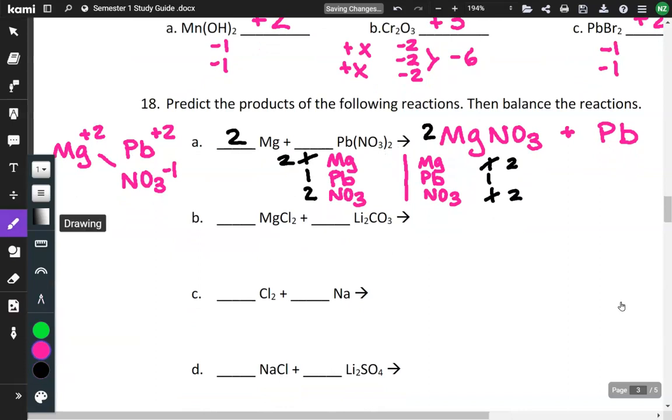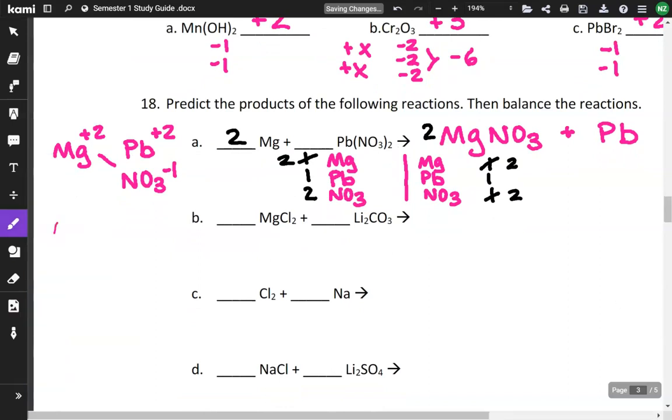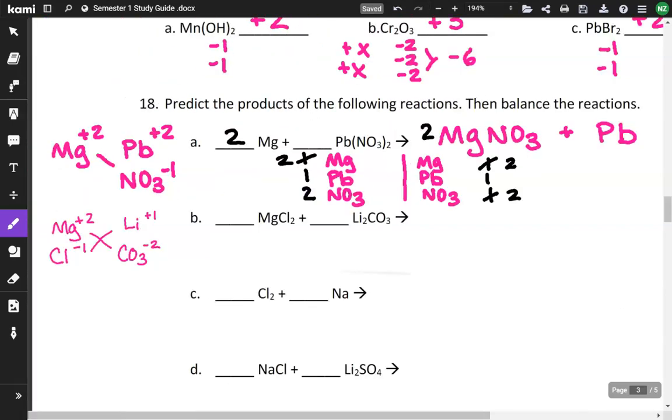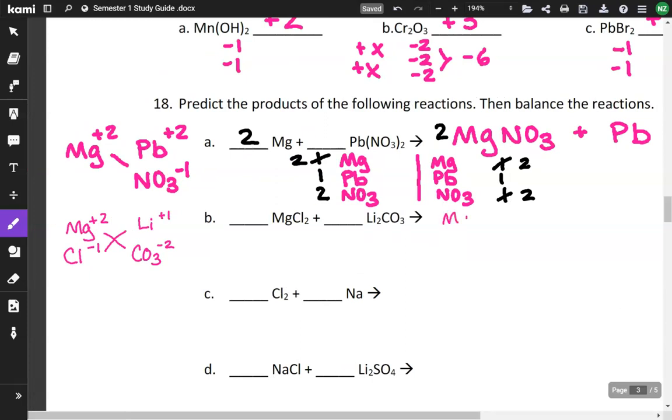All right, same thing. Let's figure out charges. So we have magnesium, Mg. We have Cl, magnesium's plus 2, chlorine minus 1. We have lithium, Li, which is plus 1. And we have CO3, carbonate. You'd have to look that one up on your table of polyatomics. That is minus 2. So this will go with that, that'll go with that, and let's write it out. So it'll be MgCO3 plus LiCl.